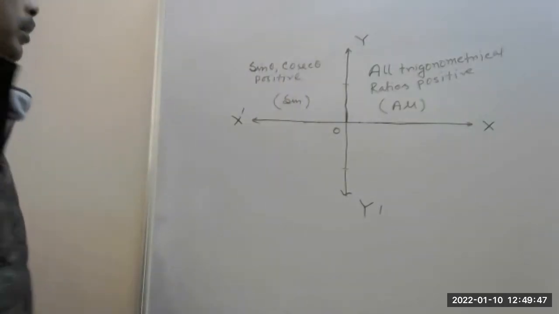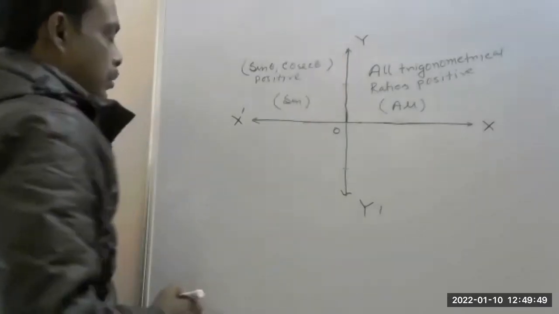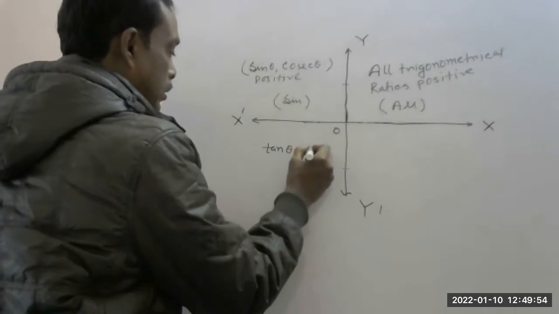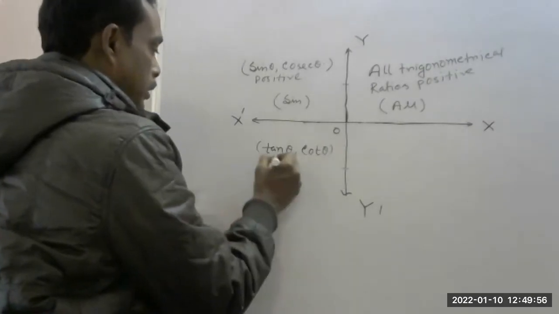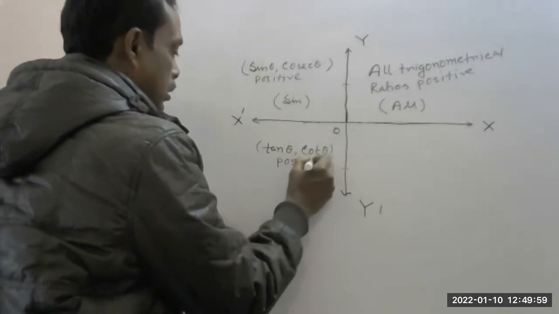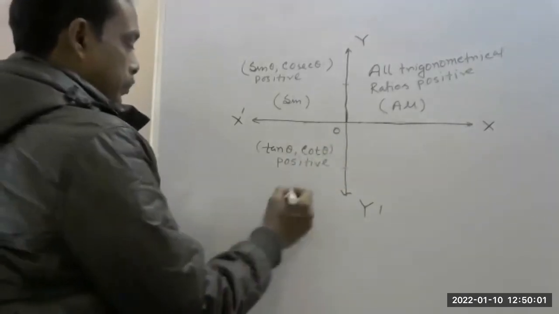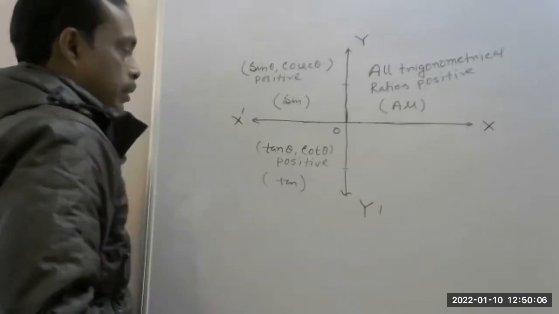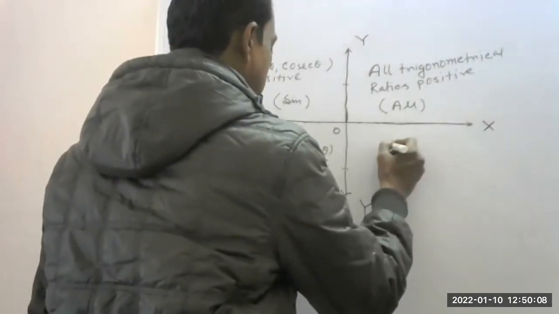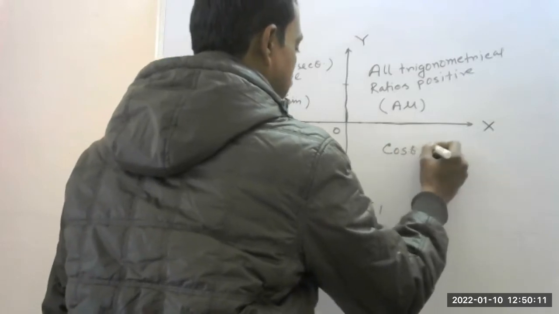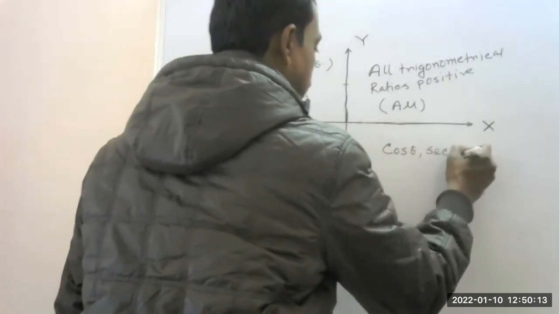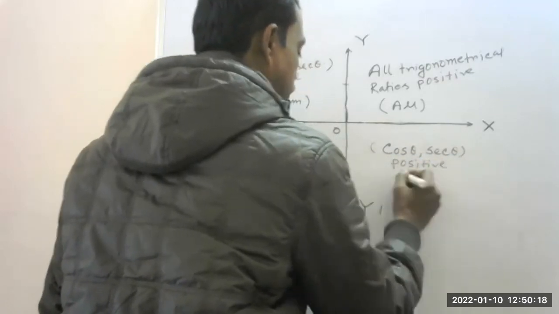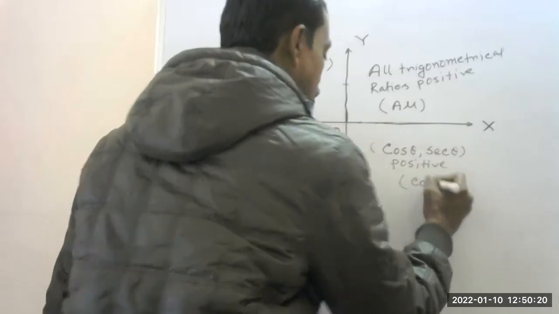In third quadrant, tan theta and cot theta, these two are positive. So it is called the tan. In fourth quadrant, cos theta and sec theta are positive. So it is called cos.